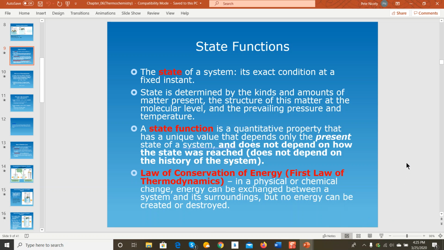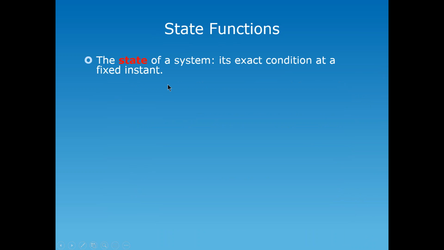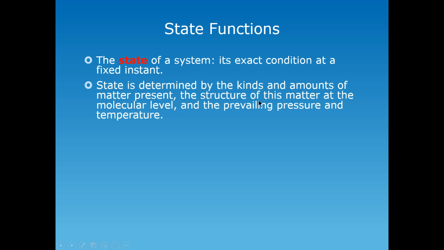Okay, so let us get into a discussion of what this term state function means. Here's a definition of the state of a system. It's basically the exact condition of that system at a particular point in time, or at a fixed instant. This refers to things like whether it is in a solid, liquid, or gaseous phase, whether or not its temperature is at a certain value, etc. So it can encompass a wide variety of properties.